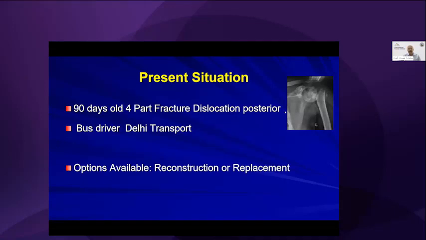This is a very common phenomenon in cases of fracture dislocation of the proximal humerus, whether we go in for a proximal replacement or a reconstruction in a young man. Most of these are high velocity injuries in the young, productive age group. How do we achieve good results in a 40-year-old male?